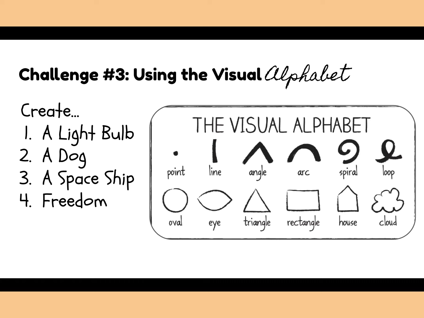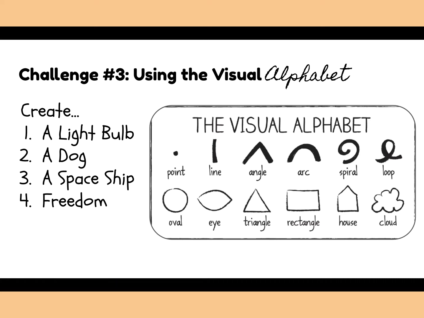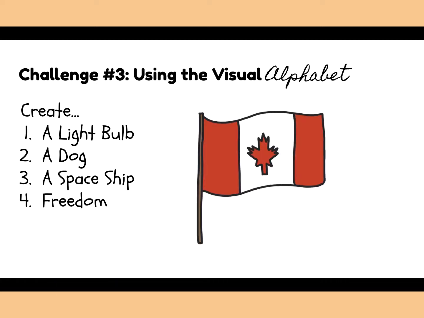So now we're going to go the other way. Instead of just thinking about a concrete item, we're going to take the abstract item and turn it into something concrete. So think for a minute. What could represent freedom to you? Then think about what aspects of the visual alphabet you see in that shape and try to create it. Pause the video one last time. So when I think about freedom, I go to my home country and I draw a Canada flag.